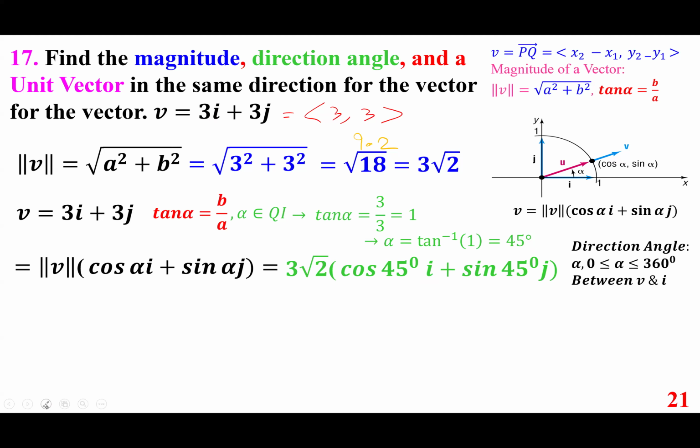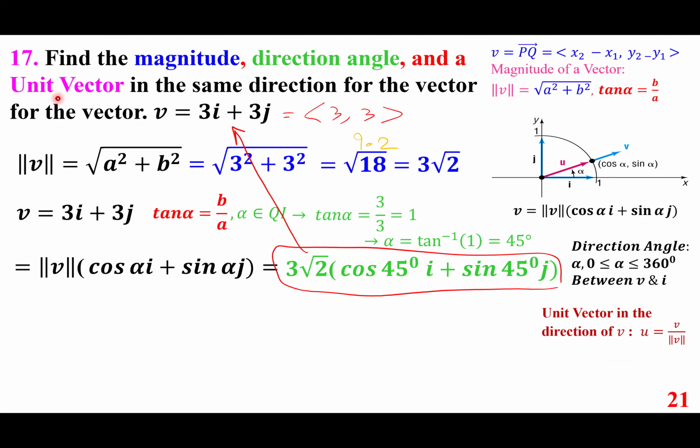Obviously, if you plug in, cosine and sine are both square root of 2 over 2. If you work it out, you will get the same vector. And by the way, you can check your work. Now, the last thing here is a unit vector. The question is, what is a unit vector? So we know the magnitude, we know the direction angle, and now the unit vector.